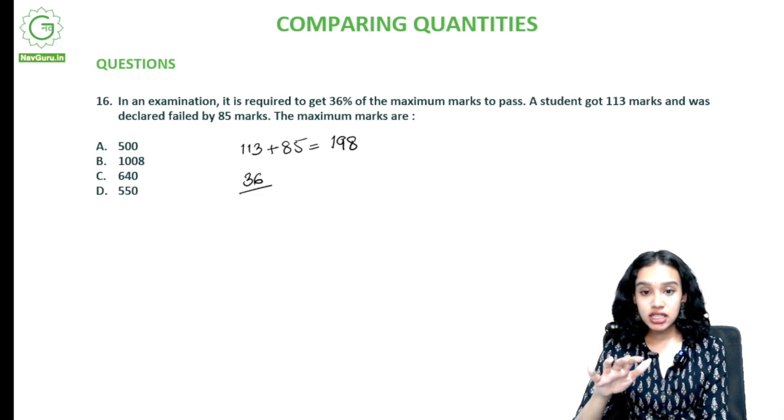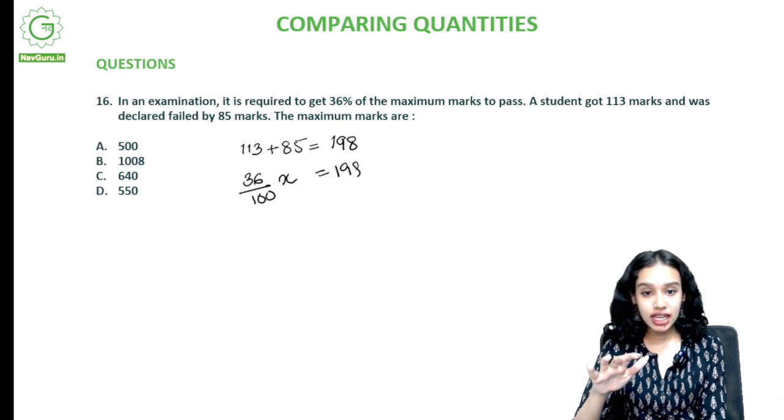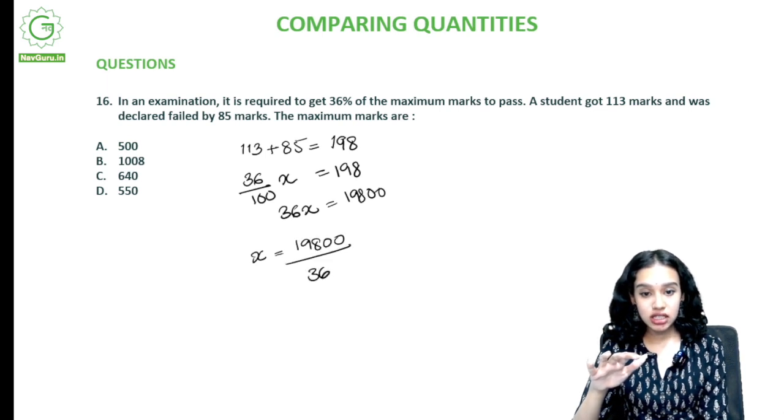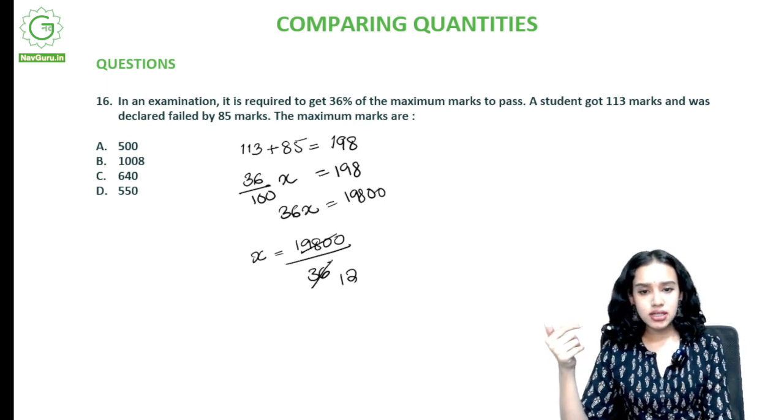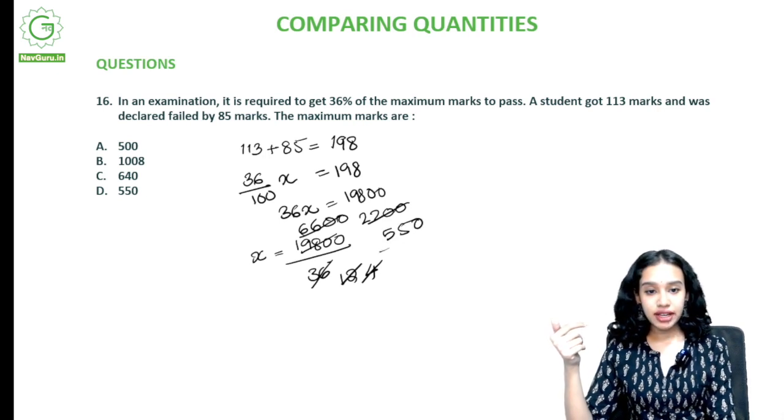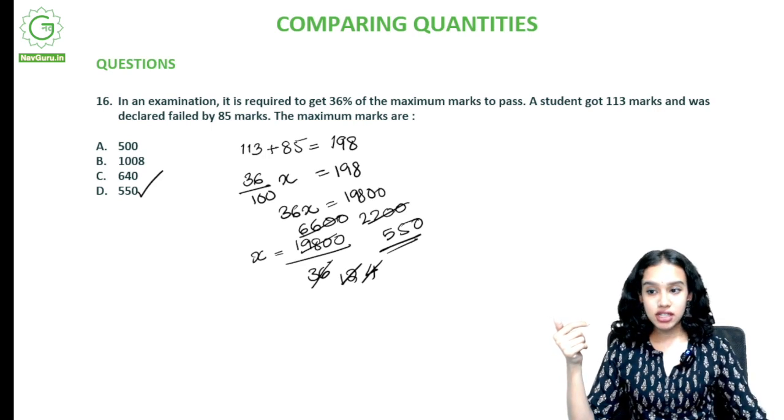So we could say that 36 by 100 of the maximum mark, which I am representing as x, is equal to 198. So 36x is equal to 19800. Now x is equal to 19800 by 36. Now let's cut this out by 6 or 3. 6 3s are 18, 6 3s are 18, 00. Now we could again do 3. So 2200. Now let's cut it out by 4. 5 4s are 20, again 20, 550. So 550 is the answer for this question.